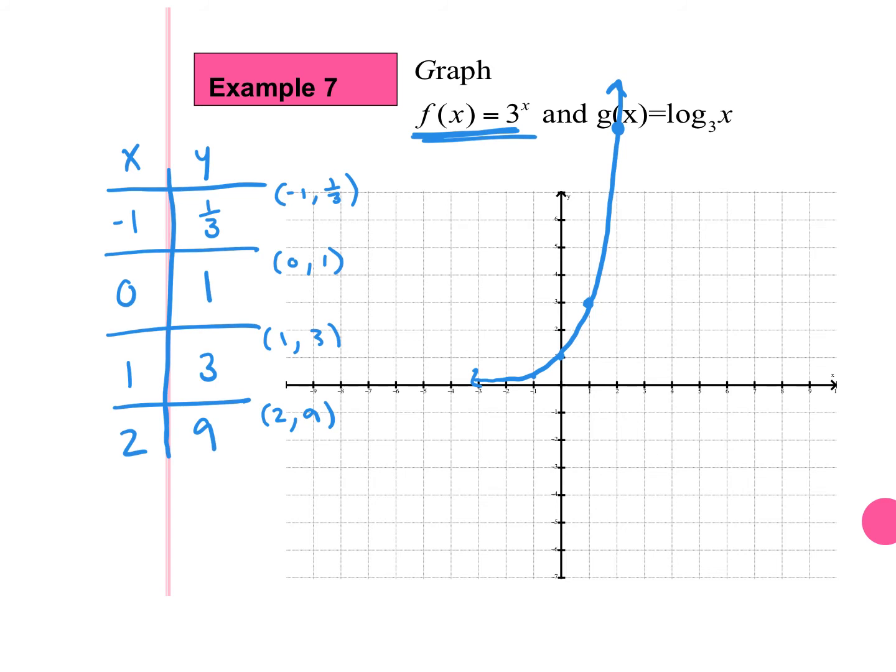With that line, the horizontal asymptote would be 0 and no vertical.